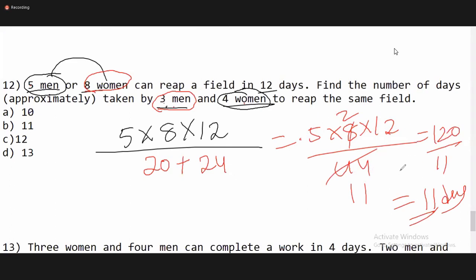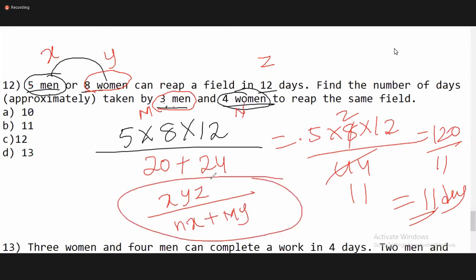Okay, that will give you 11 days approximately. So let me put it in this way: x, y, z. I need to take the other values, m and n. So x into y into z by nx plus my. This will give your answer.